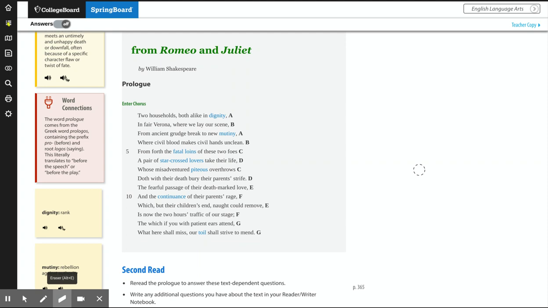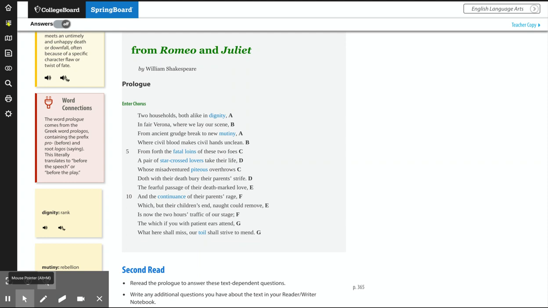So in order to know what a prologue is, I'm going to look at the word connections box on the left. So the red box there, word connections. The word prologue comes from the Greek word prologos, containing the prefix pro, which means before, and the root logos, which means saying. So this literally translates to before the speech, or in our case, before the play. It's like a preview to a movie.